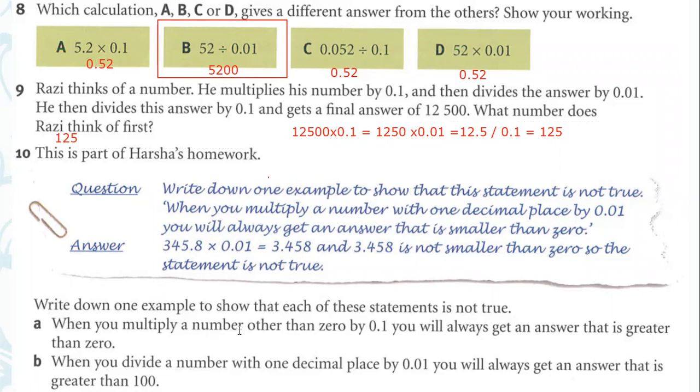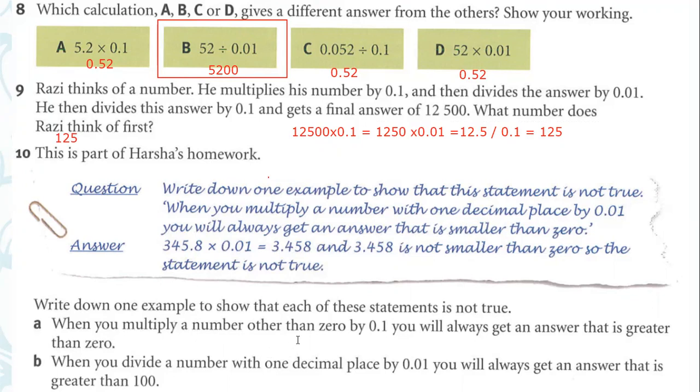So when you multiply the other numbers than zero. Okay, write down one example that shows whether the statement is true or not true. When you multiply a number with one decimal place by 0.01, one decimal place means after the point there is one digit. This one is two digits, you will always get an answer that is smaller than 0.1. This one is right, but this one is wrong. After one decimal place, it's wrong. So once you multiply this, 1.23 is not smaller than 0.1. So the statement is not true.